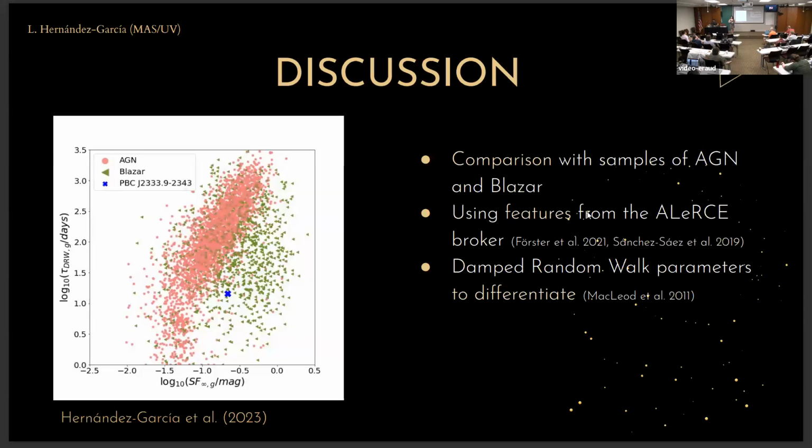So then we also compared the variability properties in the optical of the source with large samples of AGN and blazars that were taken from the LSST training set. So these are well-known, well-characterized blazars and AGN. And we used the parameters from the random walk model that we already heard about, to differentiate between the blazar and AGN populations, and this galaxy, the PBC, lies well within the properties of blazars.